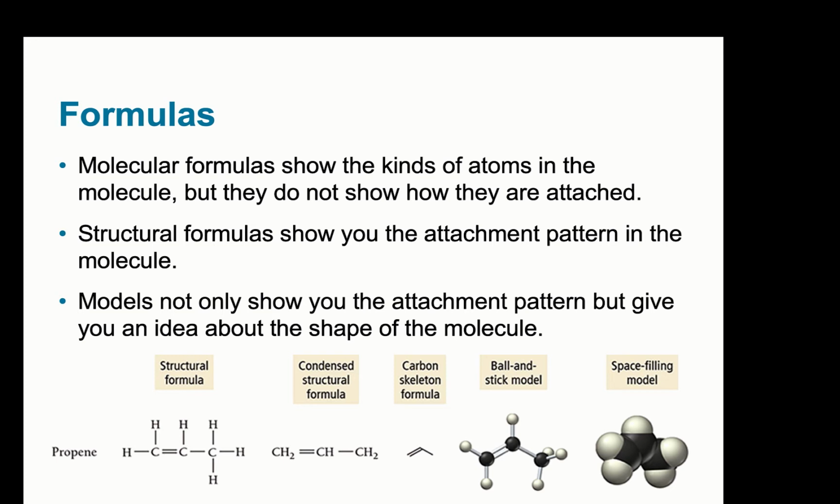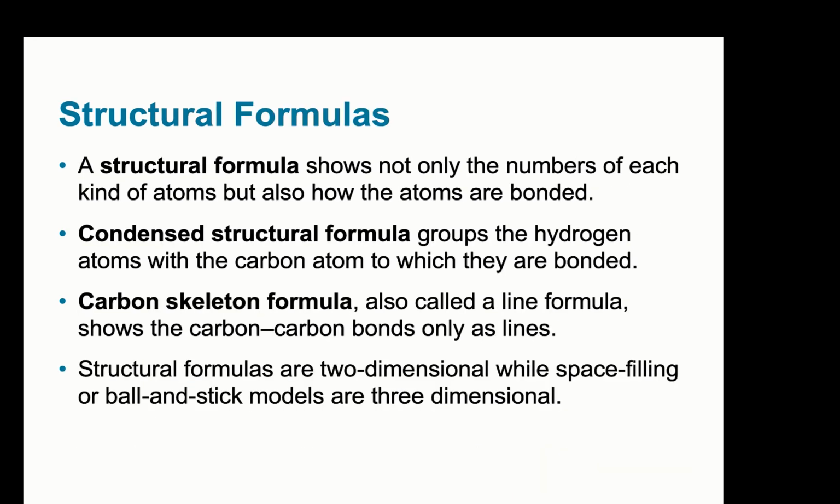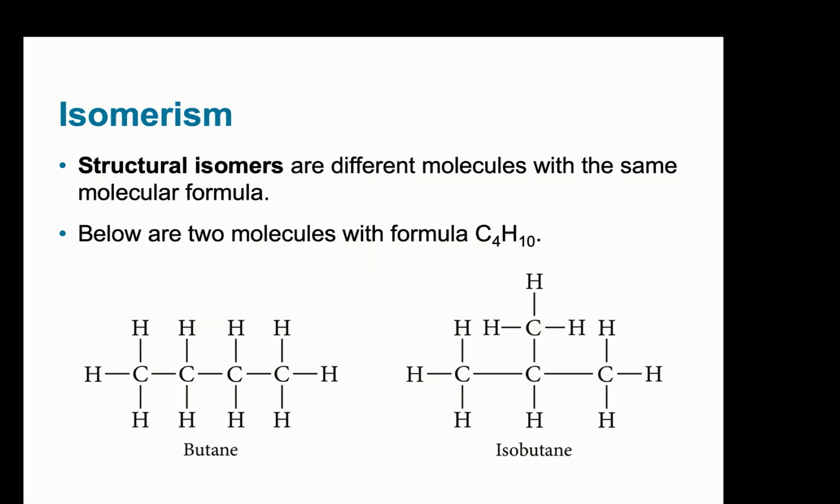Structural formulas show the attachment pattern, and the models give you more about the shape. So here's a structural formula. You can see it shows it's not just C3H8. C3H8 would be the molecular formula. So that's the structural formula, and the condensed formula doesn't show the hydrogen single bonds. Carbon skeleton gets rid of the hydrogens, it just shows you what the carbon is up to, and also the other atoms. Ball and stick model and the space filling ones, you can see them moving over on the bottom to the right. They show you a little bit more of the 3D structure. And we've already covered the previous slide.